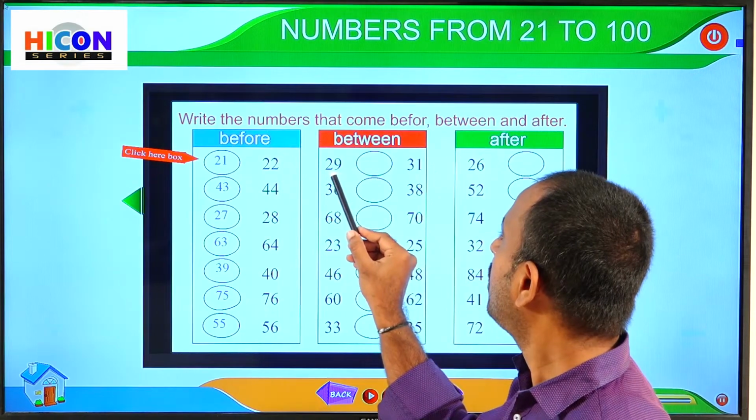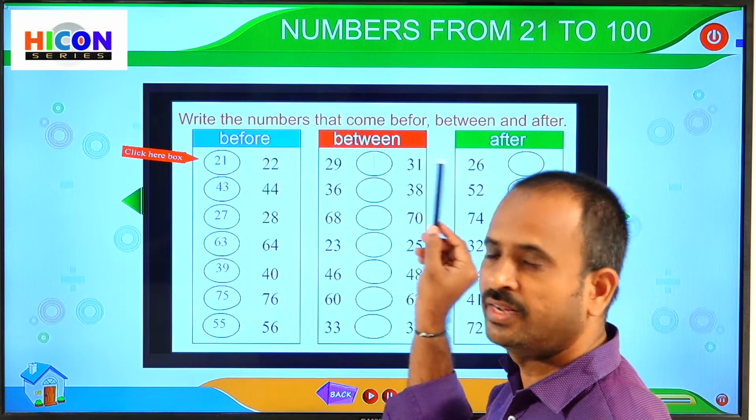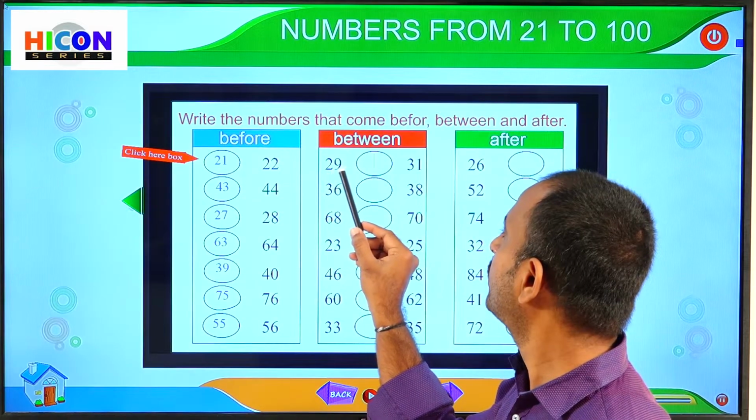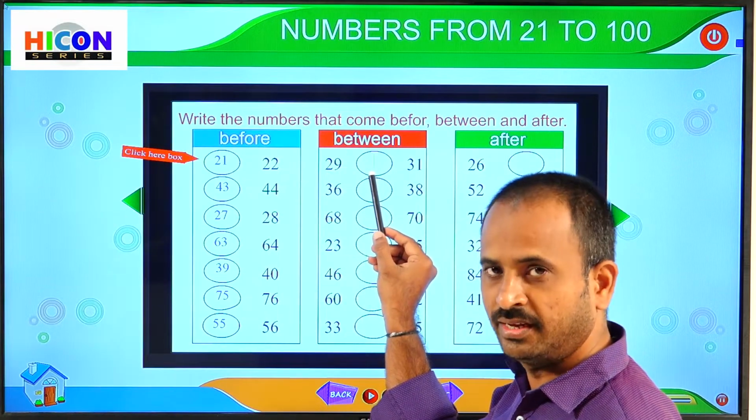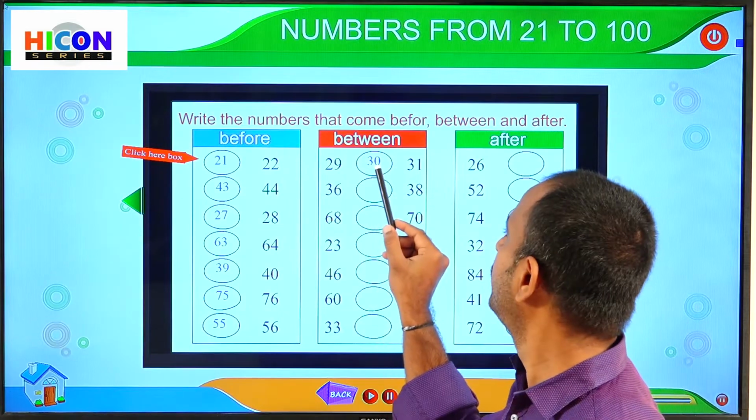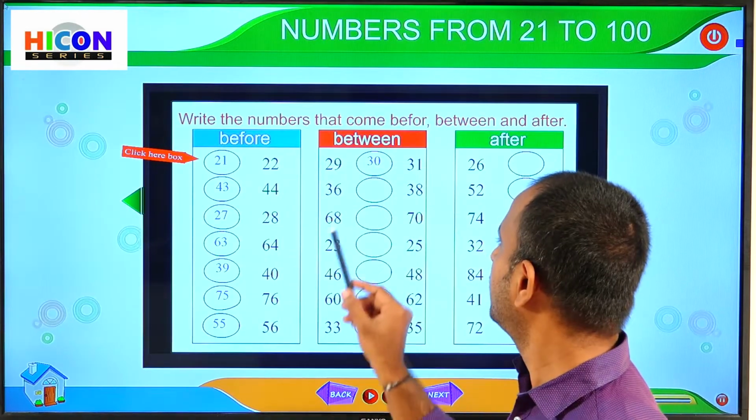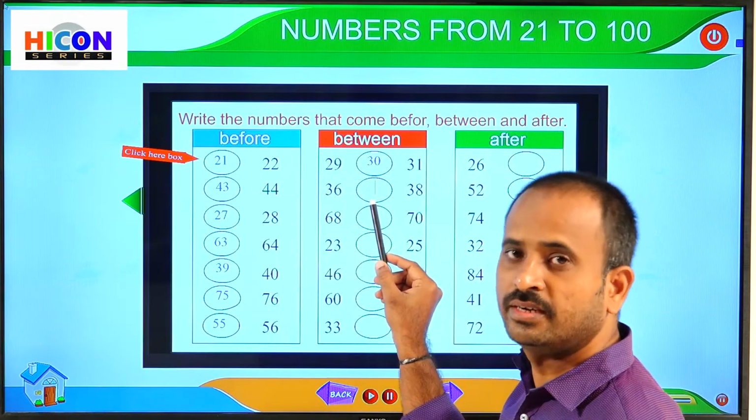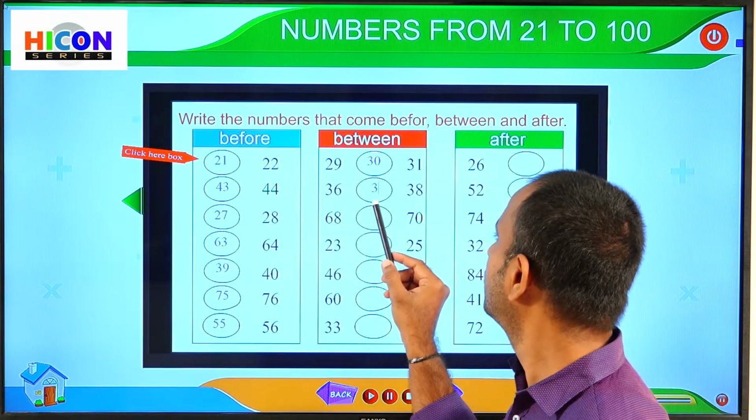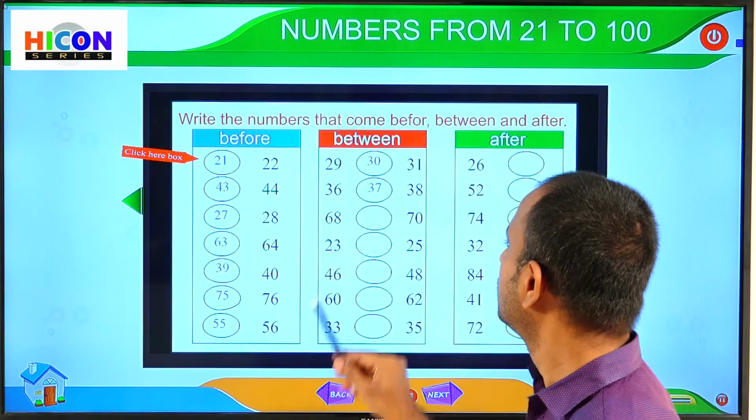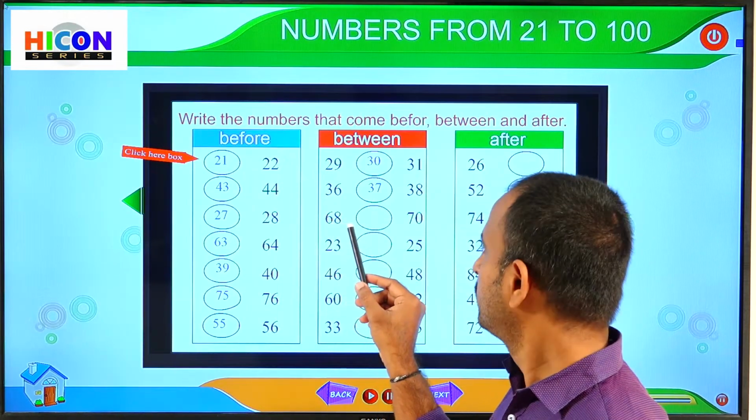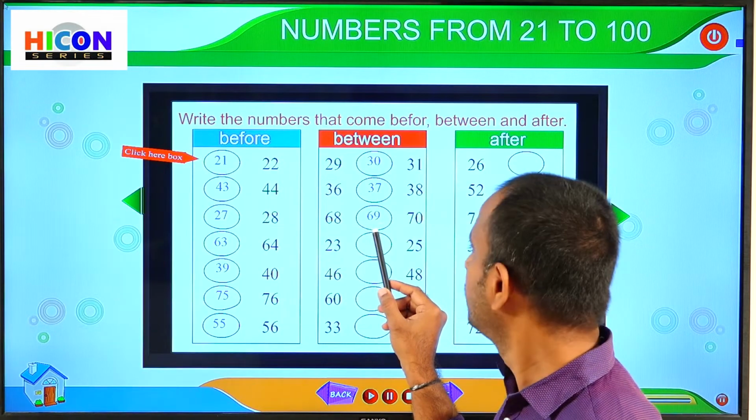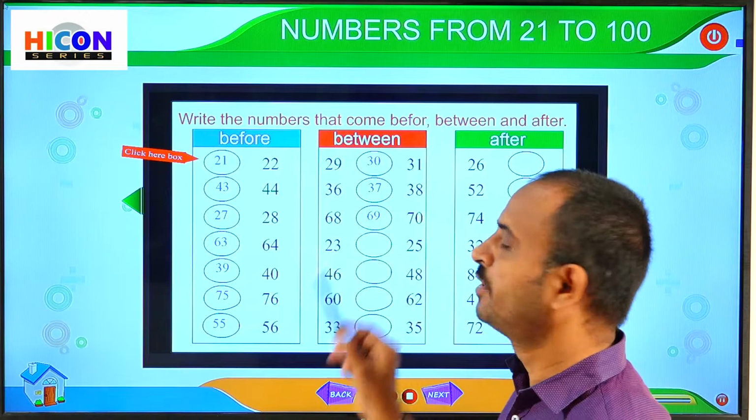First write the after number for 29. What is the after number for 29? After 29 we will get 30. So write 30. This will be the between number. And the next one, 36. After 36 we will get 37. So write 37 here. And next 68. After 68 we will get 69. So 69 will be the between number.